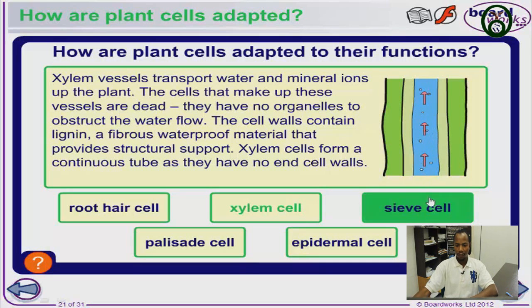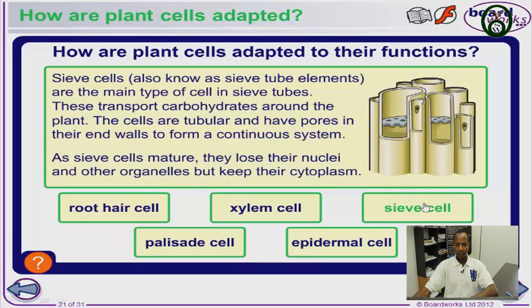That's what they do. What of the sieve cells? The sieve cells are the main types of cells in the sieve tube. They transport carbohydrate around the plants. Every part of the plant, they move carbohydrate around the plants. That's their specific function, what they do.